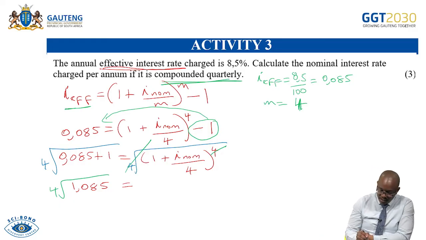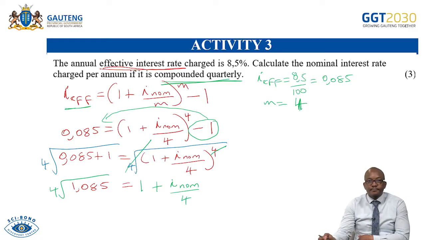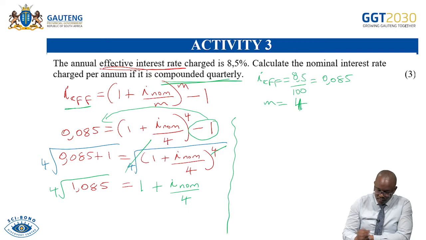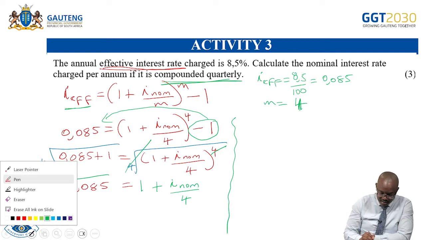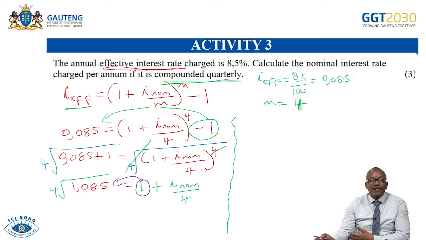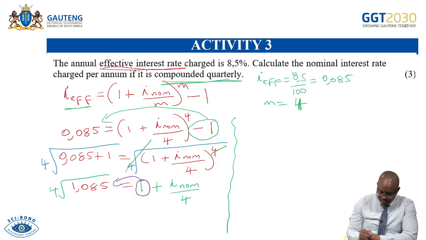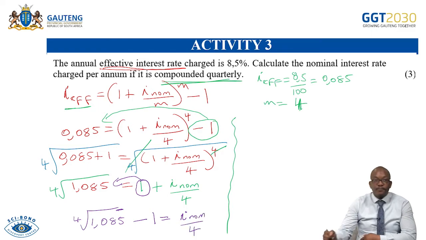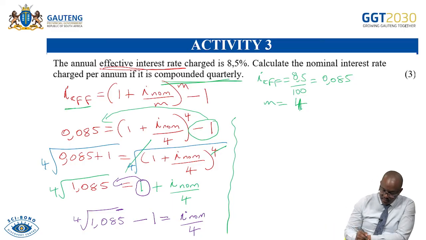Correct? Then moving forward, what will happen here? I will have 1 plus I norm all over 4. So what will happen from here? I will still have to take this 1 and transpose it. And make no mistake, that 1 is not going to be inside the root sign. So here you're going to have the 4th root of 1.085, minus 1, it's equal to your I norm divided by 4. See that one? Then now, what will happen from here?